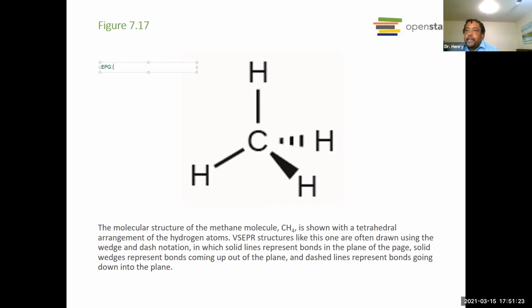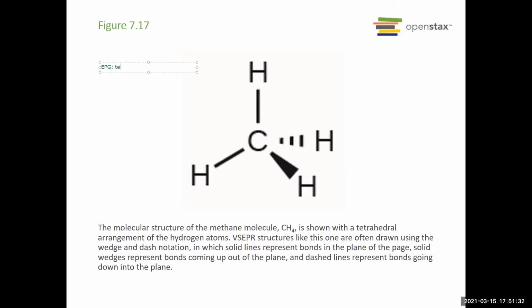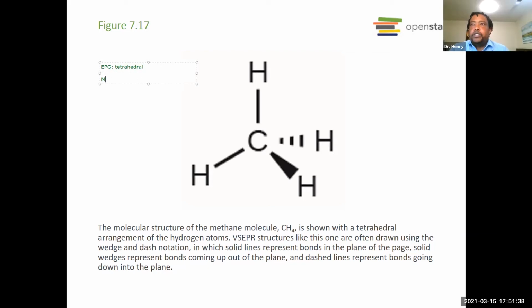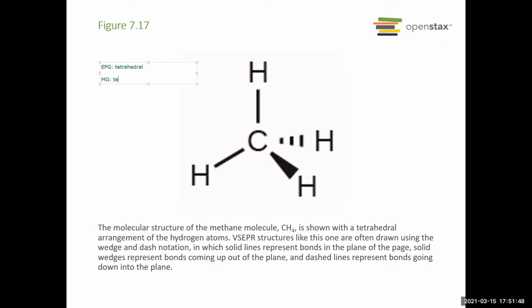Okay. So what is the electron pair geometry? Tetrahedral. What about the molecular geometry? The same. It is going to be exactly the same, because there are no lone pairs to modify it. It's going to be exactly the same as the electron pair geometry.